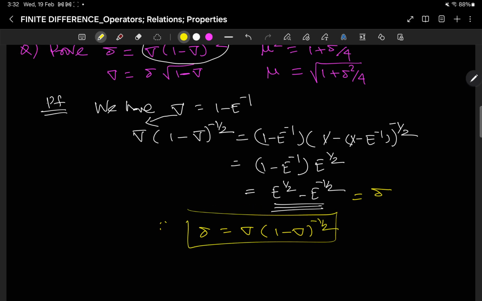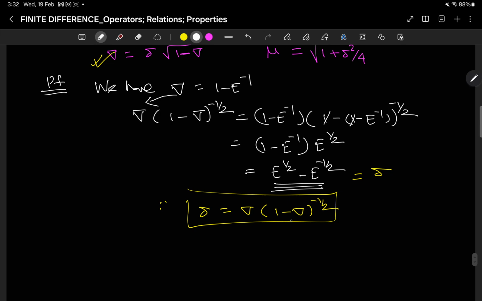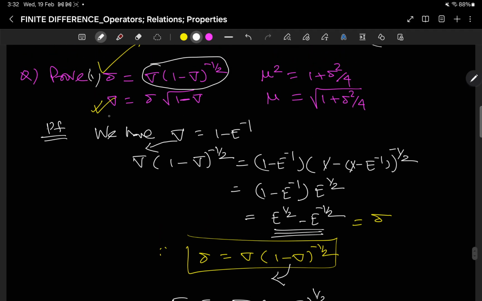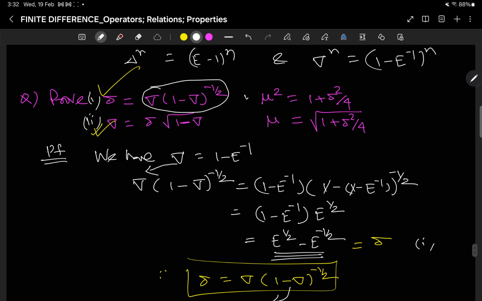This is now proved. Now coming to the second one, bringing this to this side. Okay, so here del is equal to del into 1 minus del to the power half. Okay, so let me write it. It is my 1, it is my 2, so this is my 1 and this is my 2, is not it? Let it be my 3 and let it be my 4. So let us see 3 and 4.